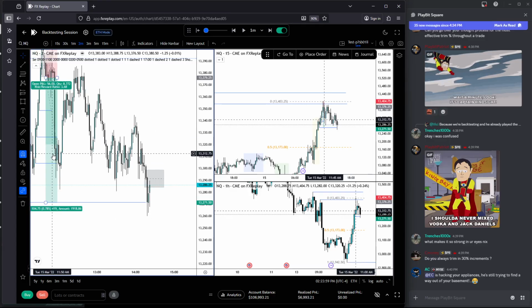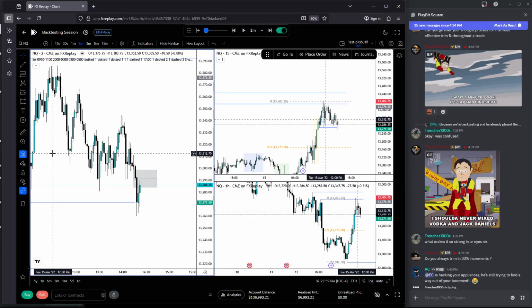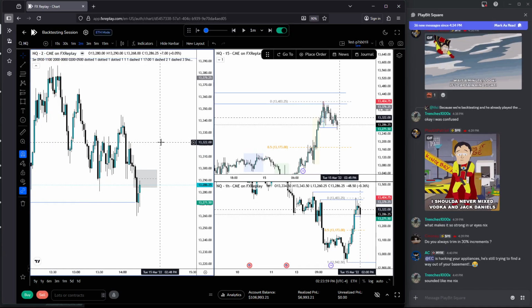Okay, Easy's hacking appliance. He's still trying to find the way out of the basement. The always trimming. No. Sounds like you.